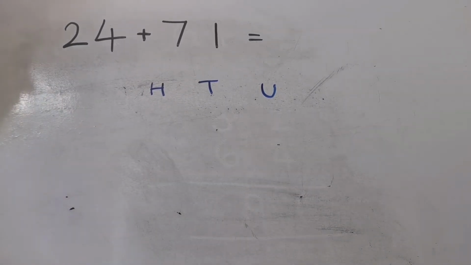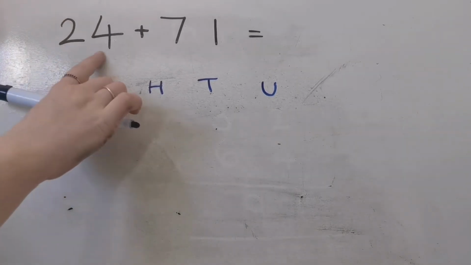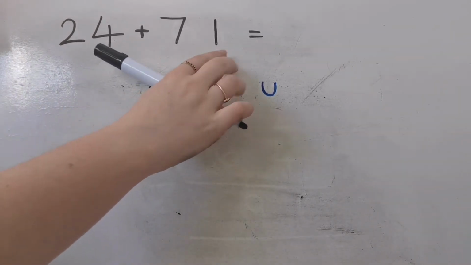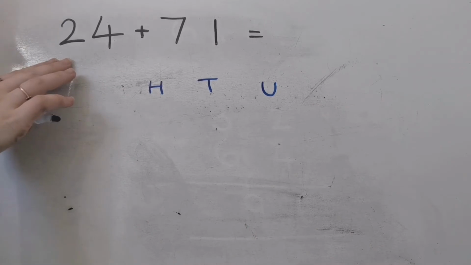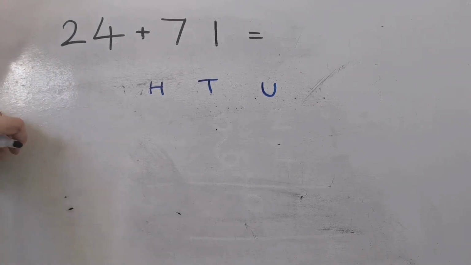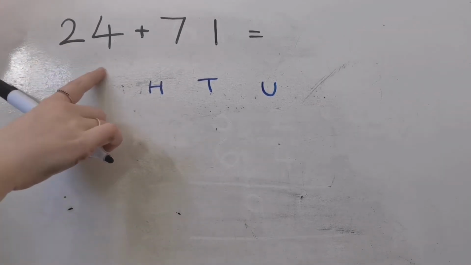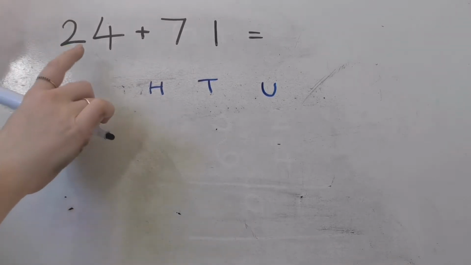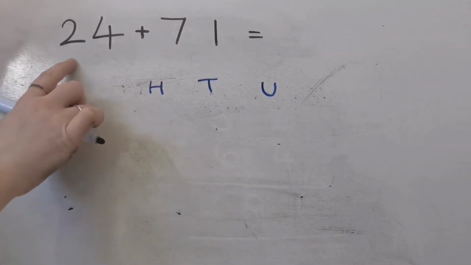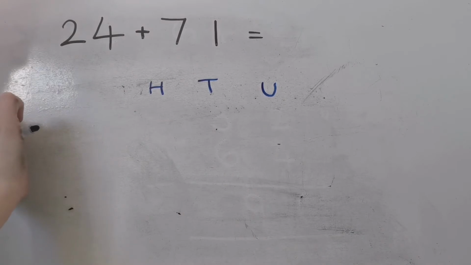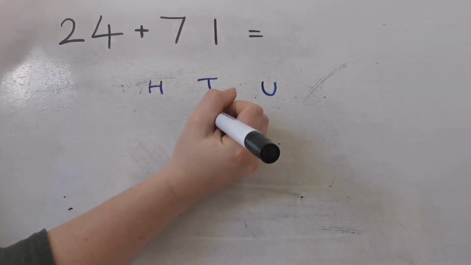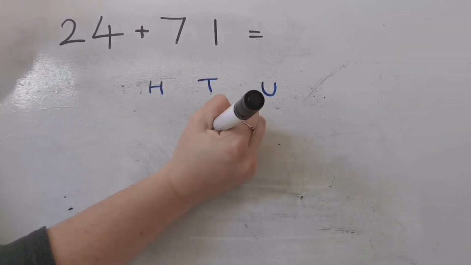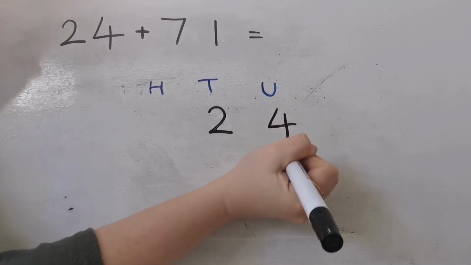Fabulous, so I can show you again with another example of a 2-digit plus a 2-digit number. That's very simple addition, it doesn't need any regrouping. So for this we have 24 plus 71. I'm going to remember the first thing to do is to line up my digits in their correct place value column. So I have 2 tens and 4 units.